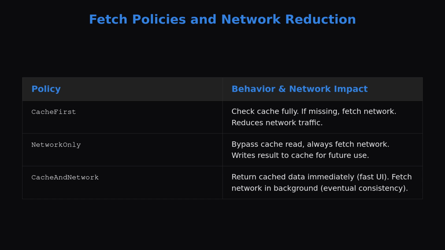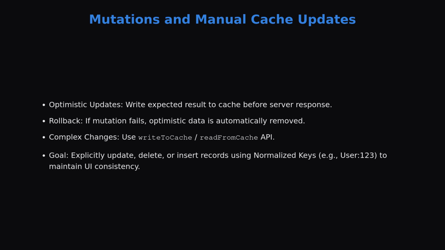It immediately returns any available cache data to the user interface while simultaneously sending a network request in the background. The user interface then updates again when the fresh network response arrives, ensuring fast initial loading followed by eventual consistency. Selecting the correct policy is crucial for minimizing unnecessary network traffic and optimizing performance, especially when users rely on mobile data connections.